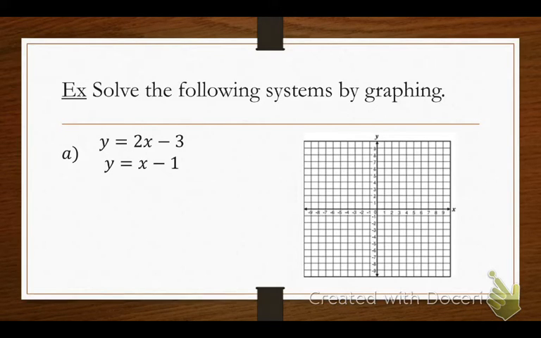I'm going to use two different colors. So if you're a type of person who really wants to do colors, pause the video and go get some colored pencils from the kitchen table. Let's recall how to graph something in slope-intercept form.